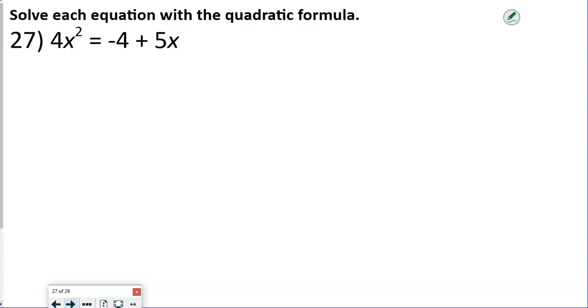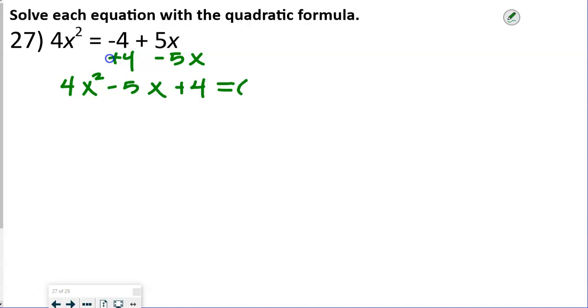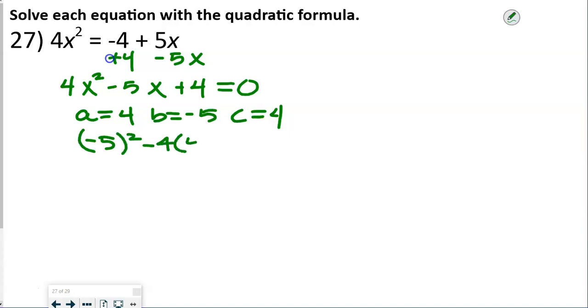So number 27, again, I'm going to move everything over here. So I'm going to do plus 4 minus 5x. So 4x squared minus 5x plus 4 equals 0. A equals 4, B equals negative 5, C equals 4. Going to do the discriminant again, so negative 5 squared minus 4 times A times C. So this is going to be 25 minus 64. So that's a negative 39.